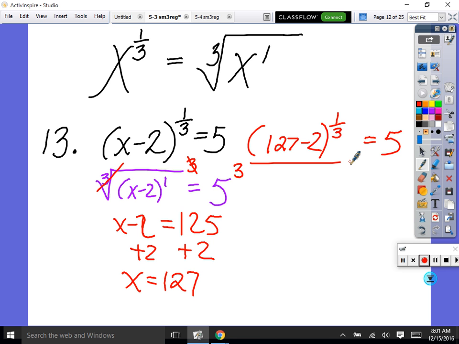You get 5, so 5 equals 5. So that is a true statement. So it's not extraneous, so we'll keep that solution. Questions on that? Do another one.